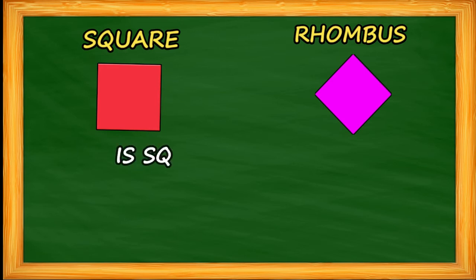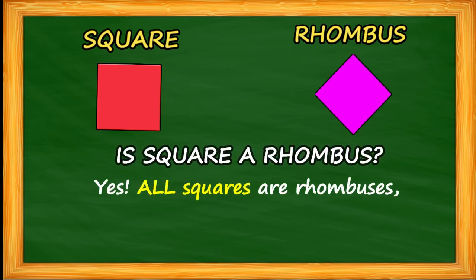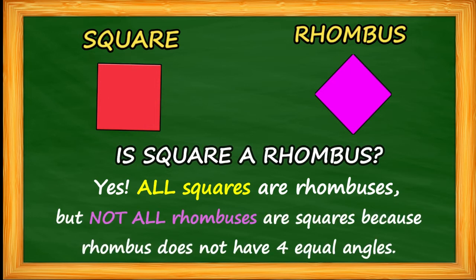Is a square a rhombus? Yes, all squares are rhombuses, but not all rhombuses are squares, because a rhombus does not have 4 right angles.